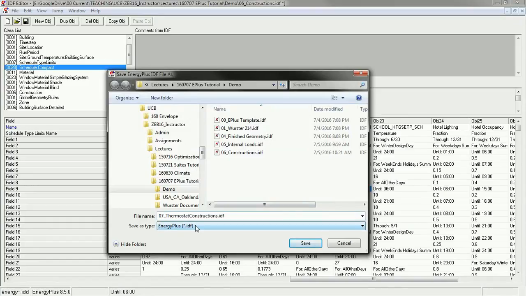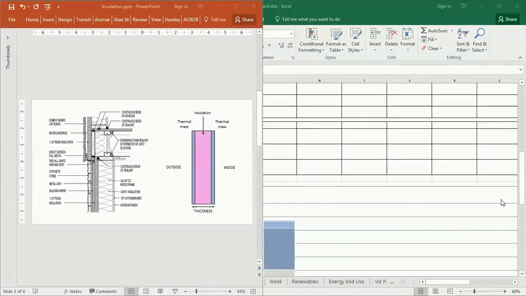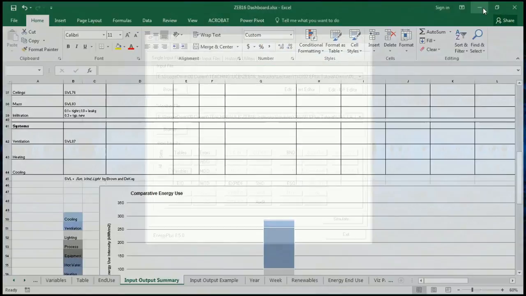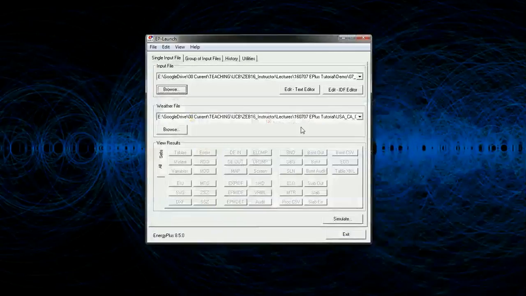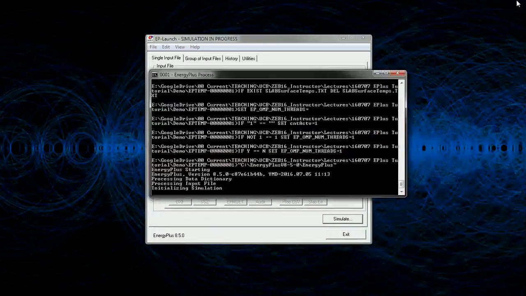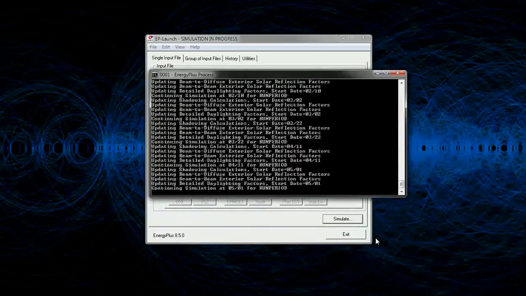Thermostat edits, I'll call this. And we'll run this. Well, these are old files I have open. Run this as a simulation and copy it into the dashboard so you can see what implications this has for energy use.